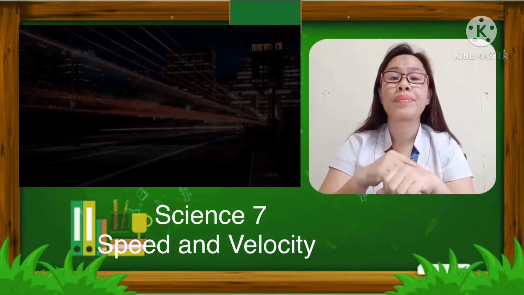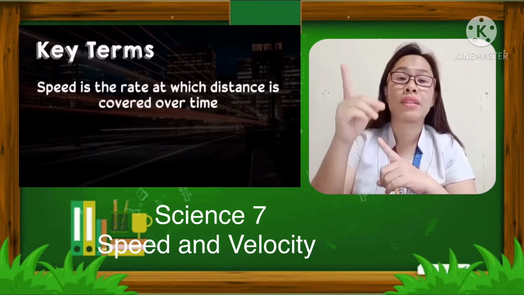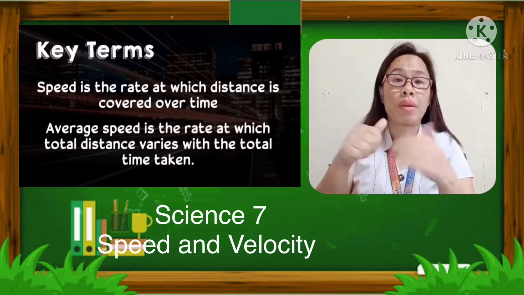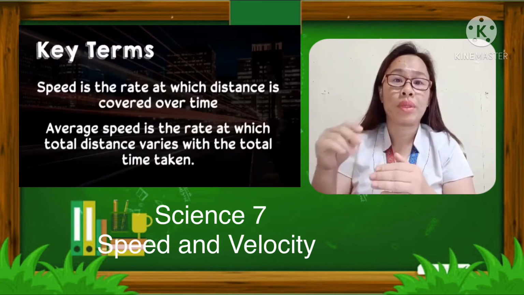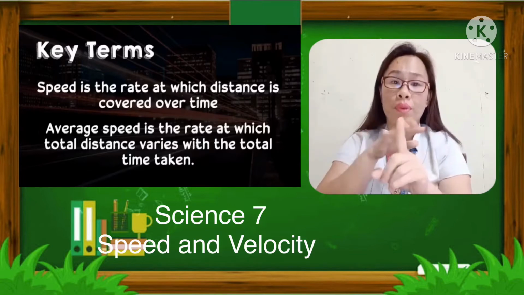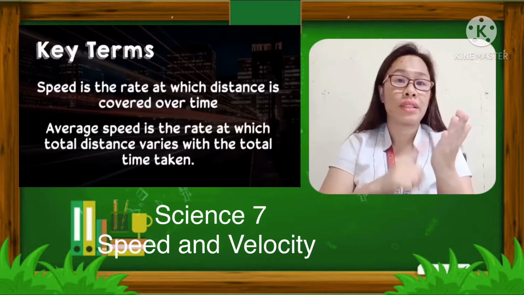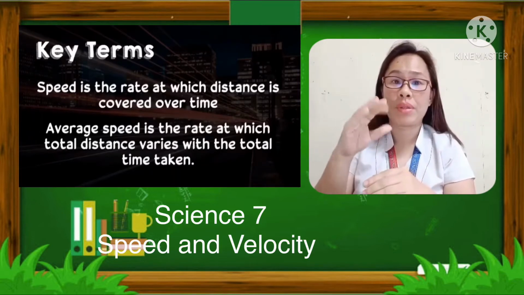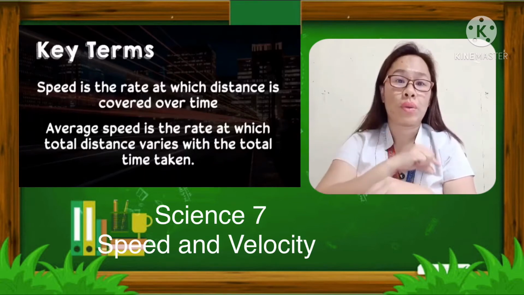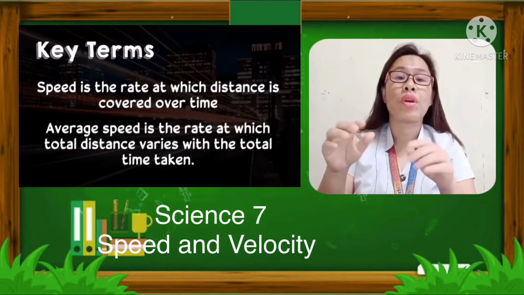Before we proceed to velocity, here are some key terms. Speed is the rate at which distance is covered over time. And average speed is the rate at which total distance varies with the total time taken. Kung napapansin ninyo, we have been encountering the word distance in our discussion about speed. It is because speed and distance are both scalar quantities. They only have magnitude and no direction.